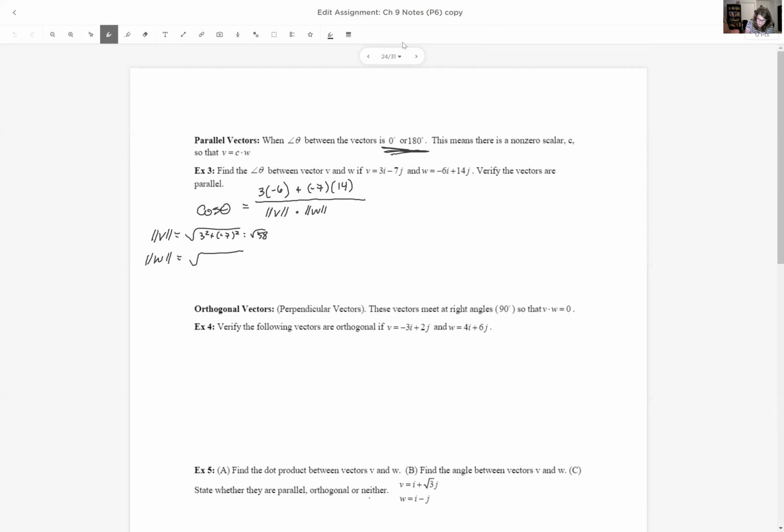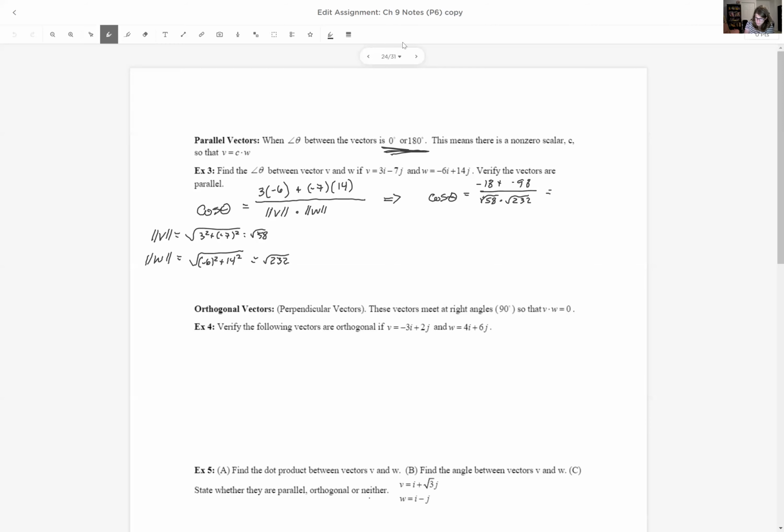Magnitude of w is going to be negative 6 squared plus 14 squared. We're going to add those, take a square root. 196 and 36, that is going to be 232. That probably simplifies, you could take a 4 out of that, but don't care. So we're going to take our little formula here. Cosine of theta is going to equal here on top, negative 18 plus negative 98 over square root of 58 times the square root of 232.